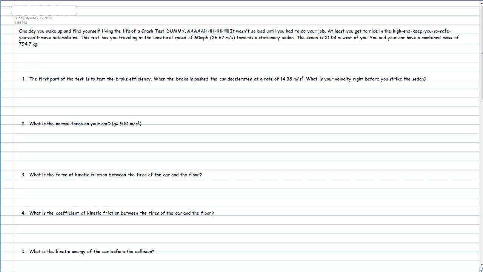Alright, to start this off, I'm going to draw a picture. And so to start my picture off, I'm going to go ahead and draw my car. So here's my car that I'm sitting in. I look like that. And I'm going to label that me. Alright, and then over here I have my sedan, which is a small car. Put it there, and I'm going to label that sedan.